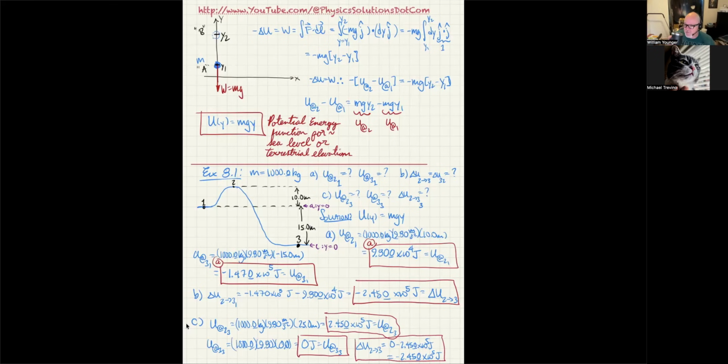All right, so that's the big deal. Notice it's normally a change in y that you're calculating, and if you're using an origin that's 15 meters higher than the other case, then that plus 15 is going to show up in both the U2 and the U3, but in one case it's going to be positive and in the other case negative, so you end up getting 15 minus 15, so it's going to cancel out.